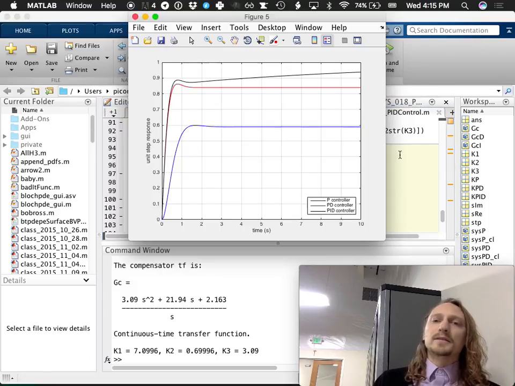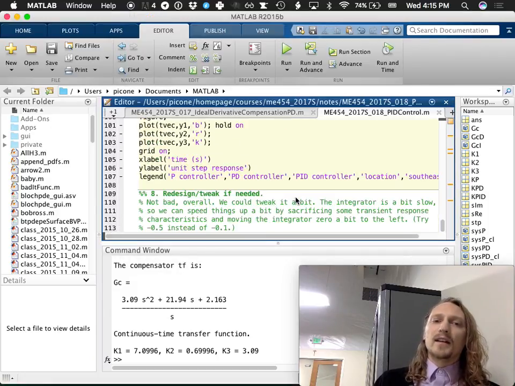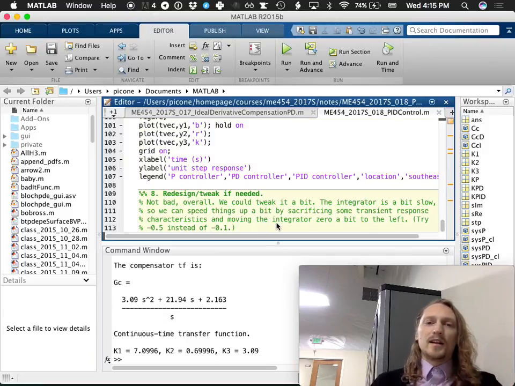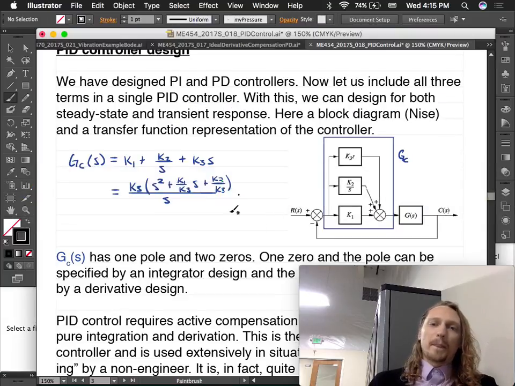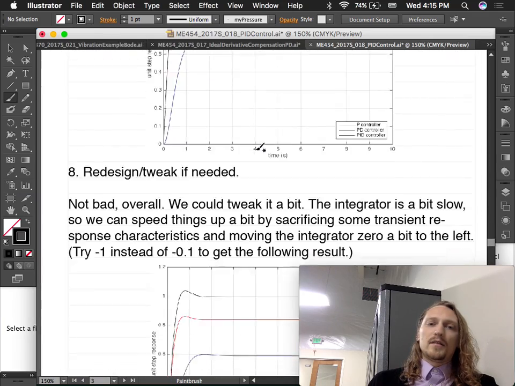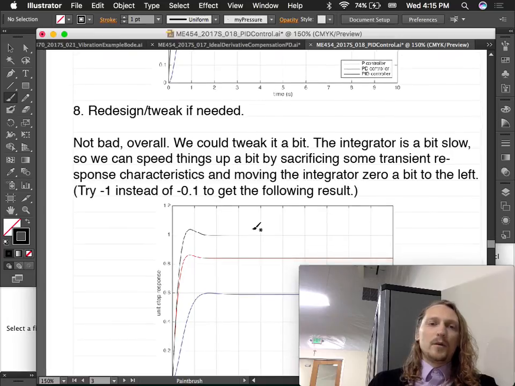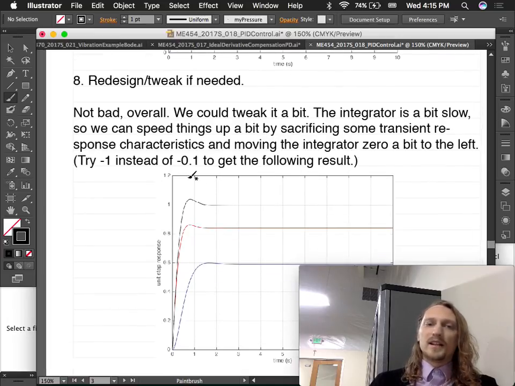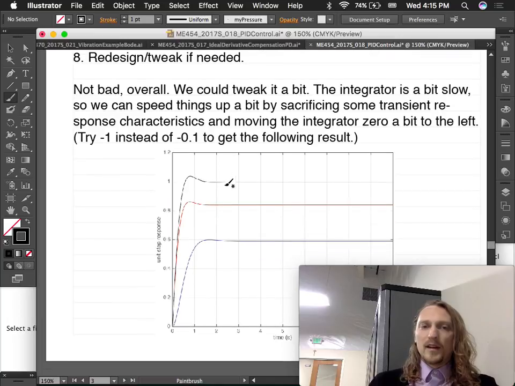Okay? And this is pretty much what I say here. Try negative 0.5 or negative 1. And yeah, so if we move it to negative 1 instead of negative 0.1, we get this result.